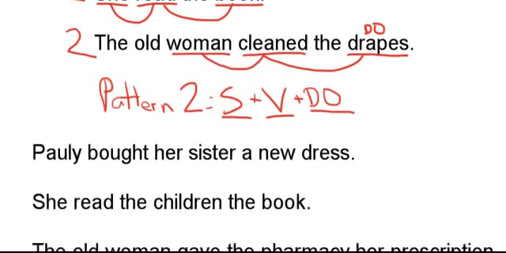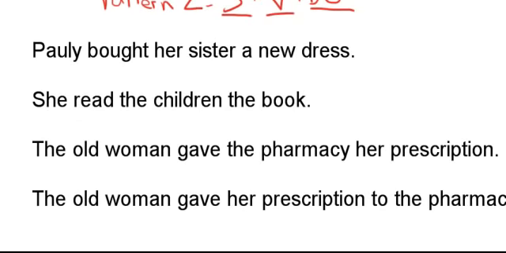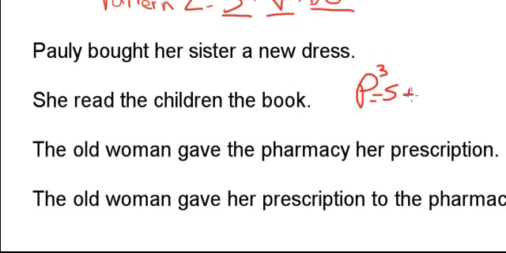Scroll down a little bit. All right. The next pattern is pattern number three. P3. It's a subject plus a verb plus a DO, which stands for direct object, and an indirect object. An indirect object is who or what is receiving the direct object. So you've got to have a direct object in the sentence to have an indirect object. All right, this is pattern number three.